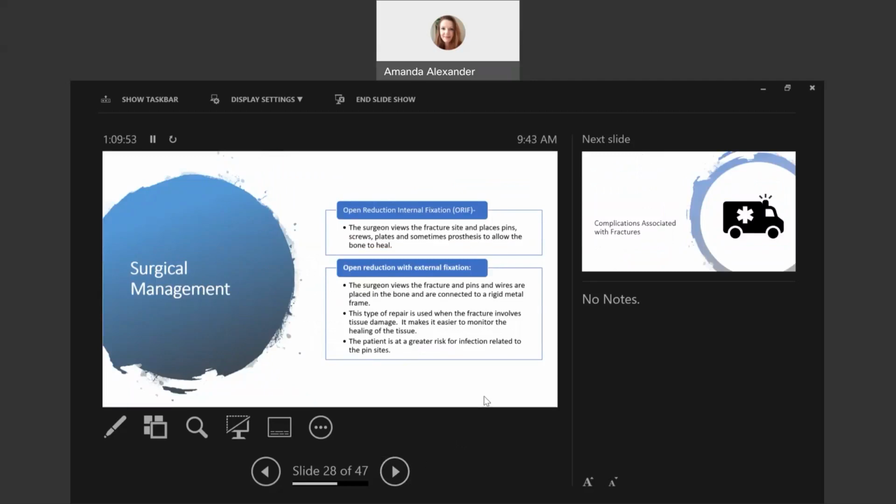Surgical management, open reduction and internal fixation. Now, here's where we were talking about the types of traction and what you might see. So when the pins are placed, right? So internal fixation, let's talk about that for a second. Okay, let's understand what the different terms are first. So reduction, what is reduction?